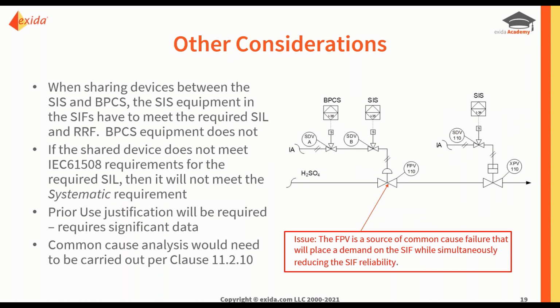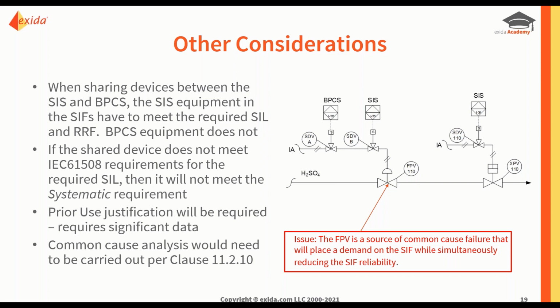Well, what about some other considerations then? So when we're sharing devices with the SIS and the BPCS, the SIS equipment in the SIFs have to meet the required SIL. So this comes back to we've got to meet the three barriers, which is the PFD average or the PFH, depending on if it's low demand or high demand. We have to meet the architectural constraints and we have to meet the systematic.